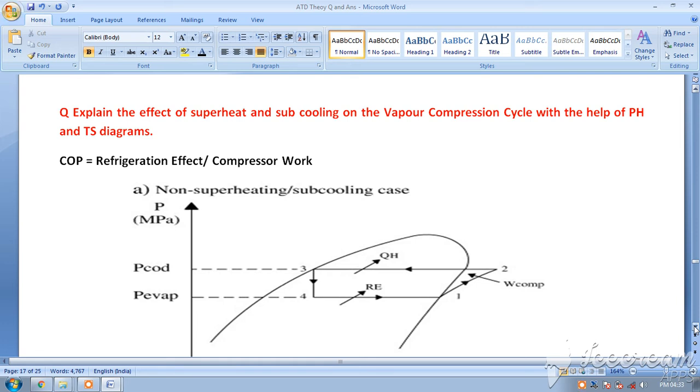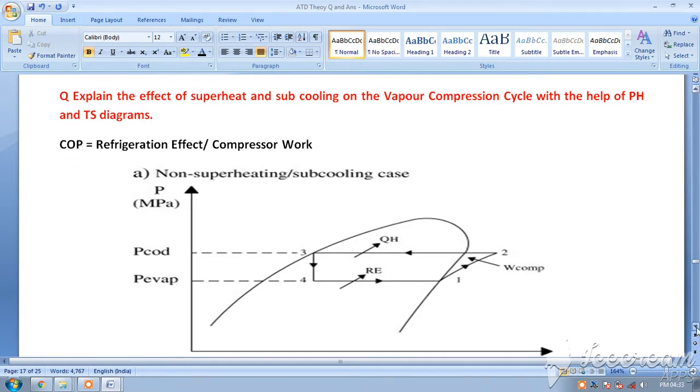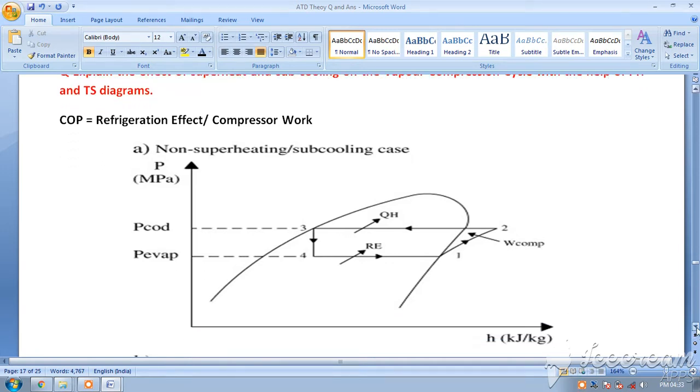Hello students. Now we will study the effect of superheat and subcooling on the vapor compression refrigeration cycle with the help of pressure enthalpy and temperature enthalpy diagrams. So they are very important considerations for a vapor compression refrigeration system.